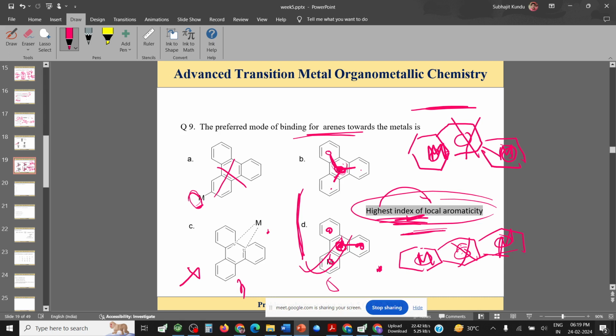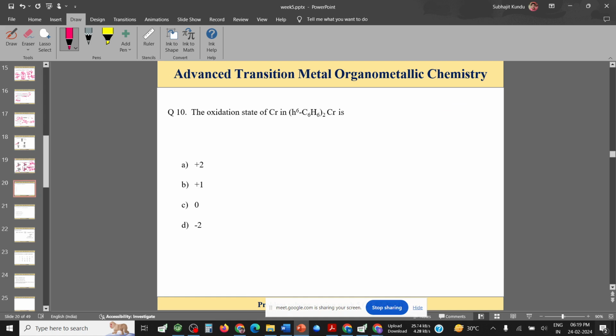With this, I come to the 9th question of today's series. The next question is the oxidation state of chromium in (eta 6 C6H6)2Cr.